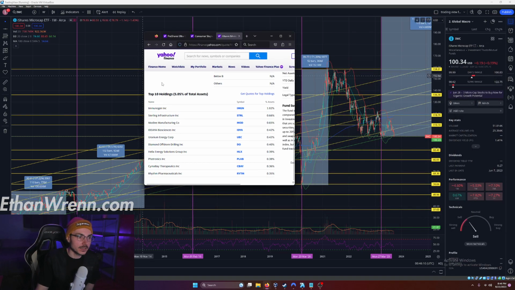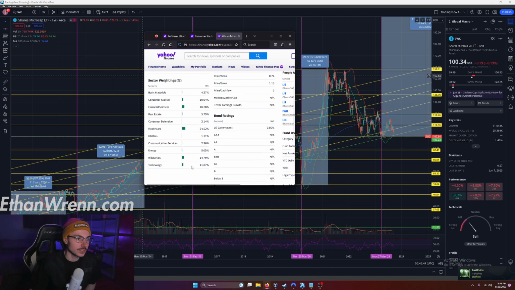As you can see here, I pulled up the holdings for symbol IWC on Yahoo Finance. The top 10 holdings, which represent 5% of their assets. So maybe there's roughly 200 companies, give or take, maybe more in this particular fund. With the top holdings being Immunogen, Sterling Infrastructure, Modine Manufacturing, Ideaya Biosciences, Uranium Energy Corp, Diamond Offshore Drilling, Helix Energy Solutions, Photronics, Syndax Therapeutics, Rhythm Pharmaceuticals.